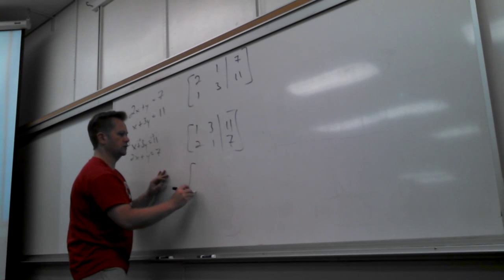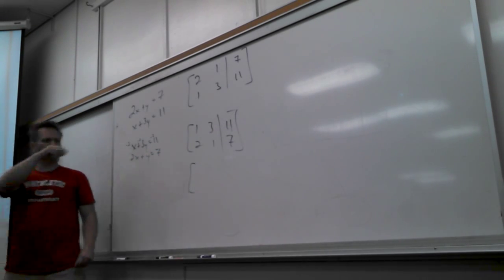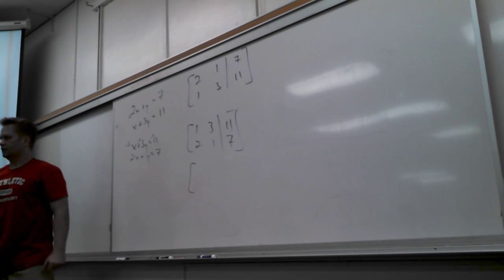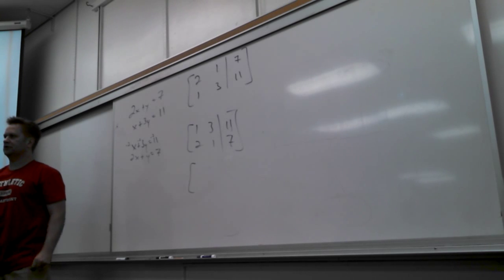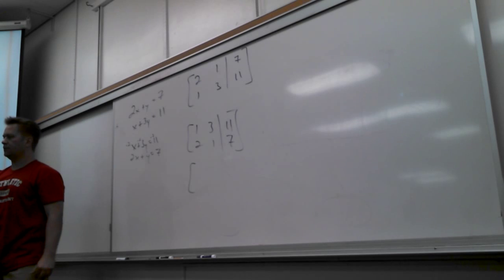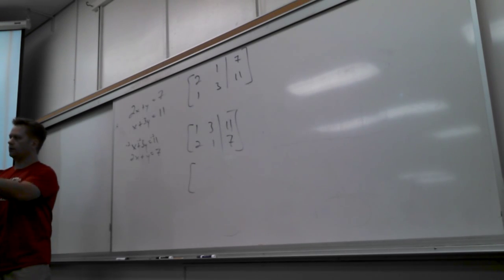I can do the same thing with the matrix. I can multiply the first row by -2. So I would put a little note to myself. These notes are almost required. If you don't put them and you make a mistake, I'm not going to waste time trying to figure out what you're trying to do. So these notes help you out and they help me out.